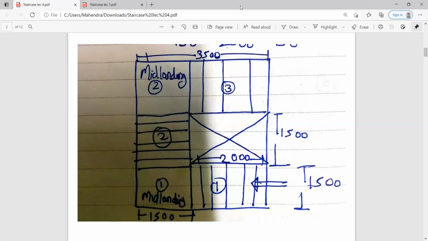Up till now, in all the sums we did, we had drawn only 2 flights. But in this particular sum, they have told us to do the designing for 3 flights. That's why we have drawn these 3 flights. And this is your lift portion, of the size 2 by 1.5. And this is your main landing level 1 and main landing 2.